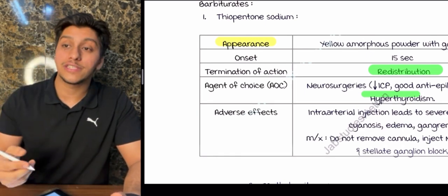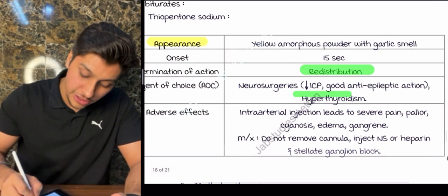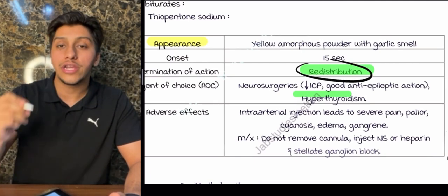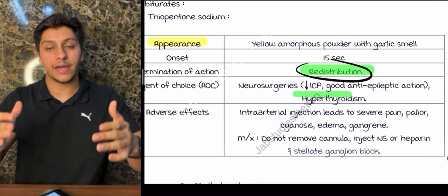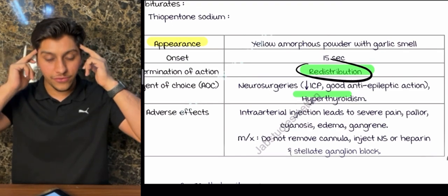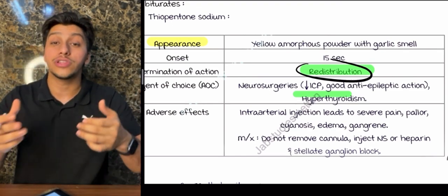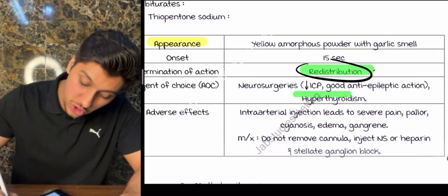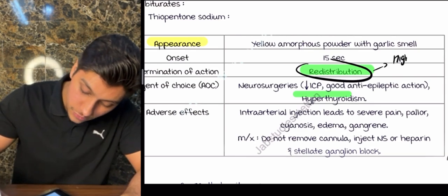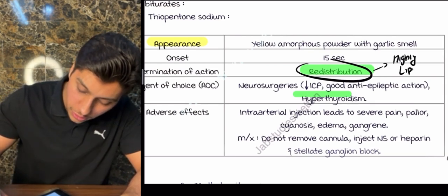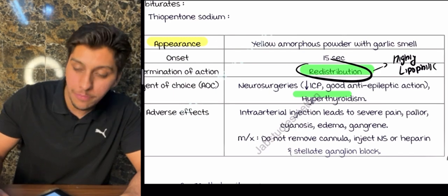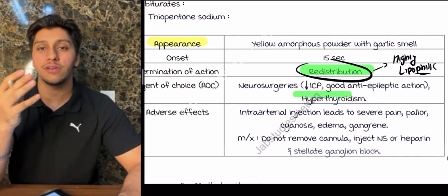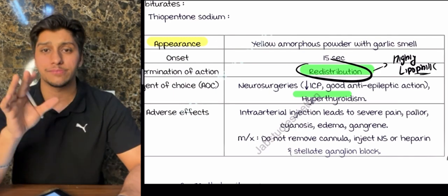Why this is happening is because of a phenomenon known as redistribution. Redistribution means it goes to the vessels and comes back. So basically it goes to the brain, and after that, where does it go? It goes to the lipids because thiopentone sodium is a highly lipophilic drug. That is why the patient will have this on and off phenomenon. So it can last up to 12 hours.